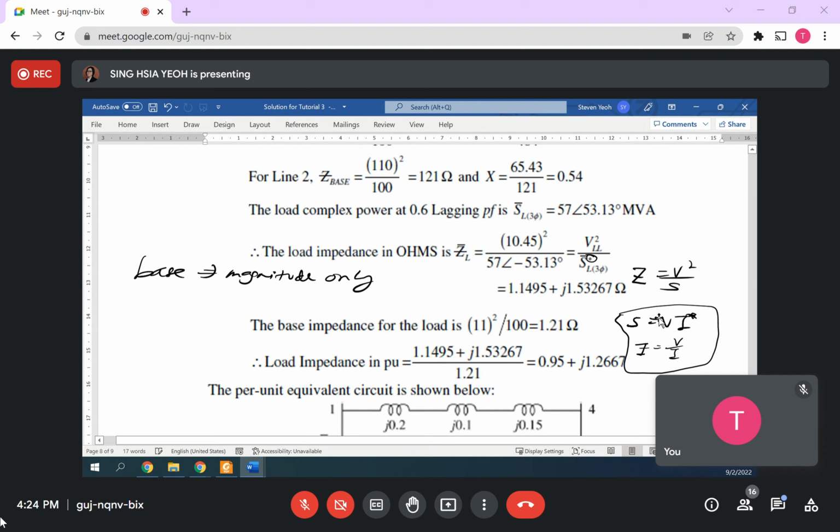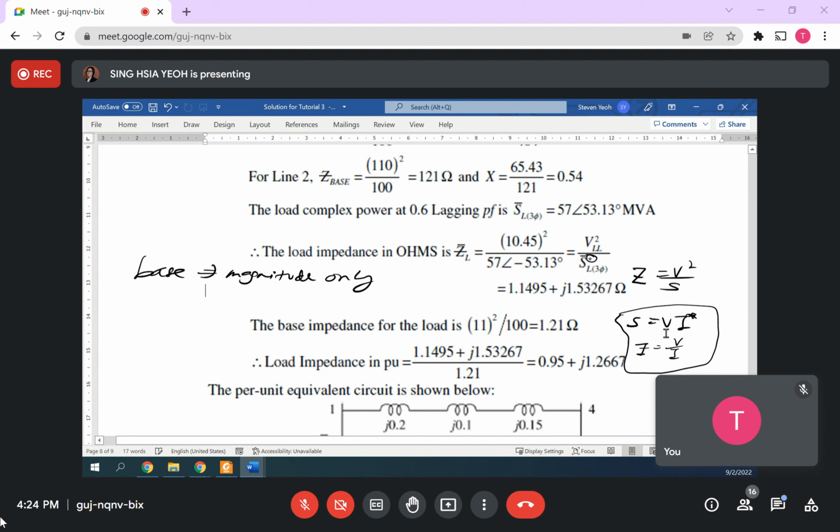They combine both in one. So this one, can you see 57 angle positive 53.13 here, but here they say negative 53.13 because they already consider the conjugate inside S. But the base is only magnitude. So for the base, we use V squared over S, we never consider angle here. But for the load impedance, we definitely have to consider the angle. If not, then you get a difference.